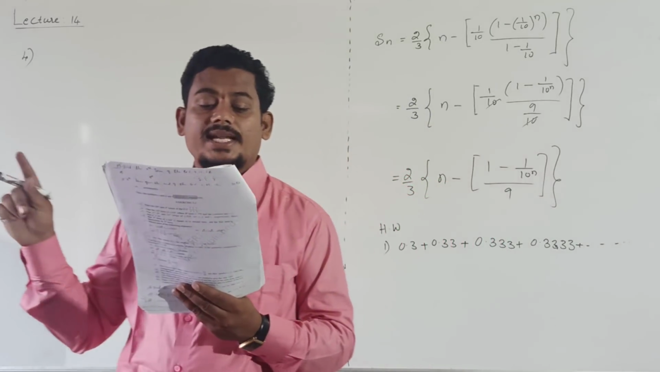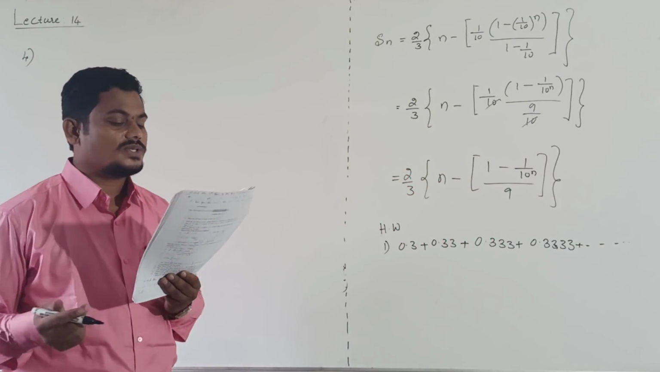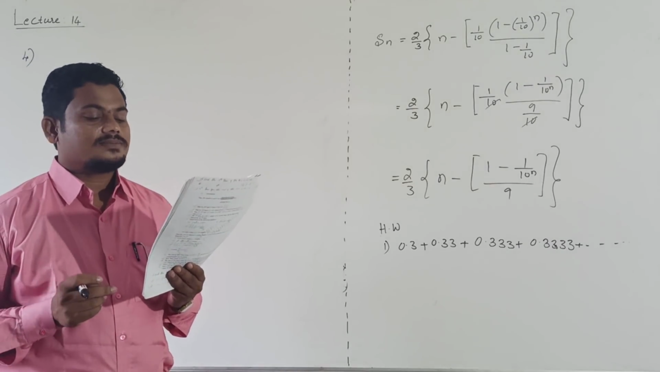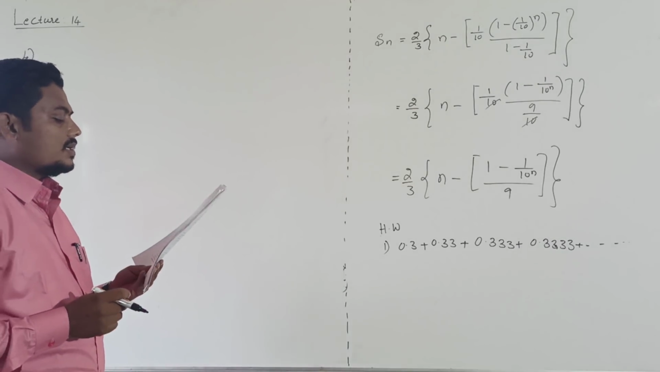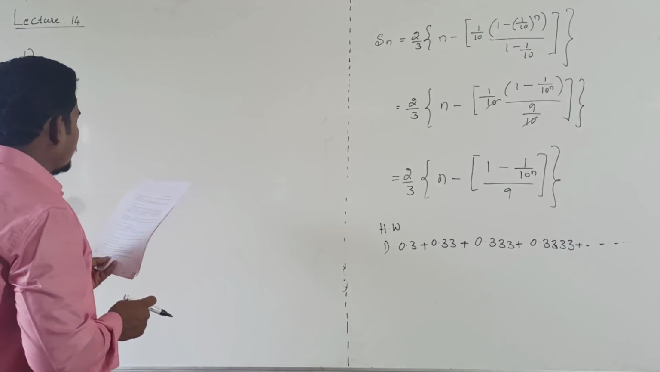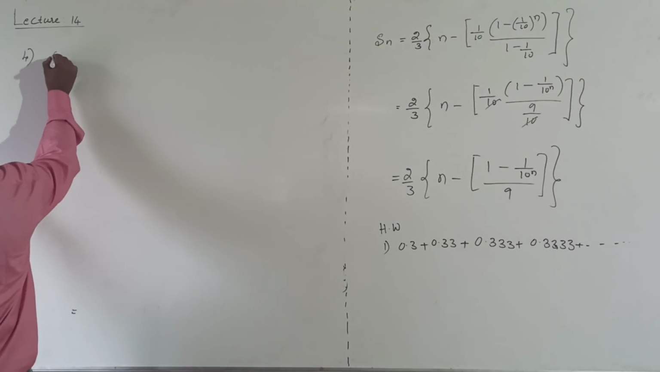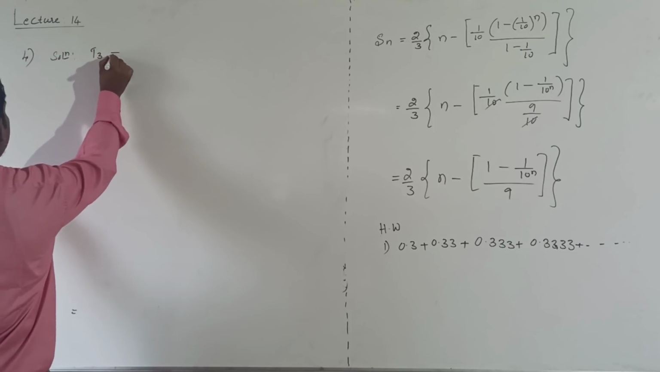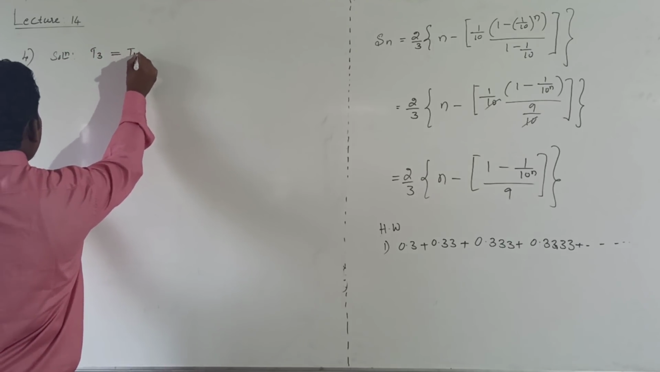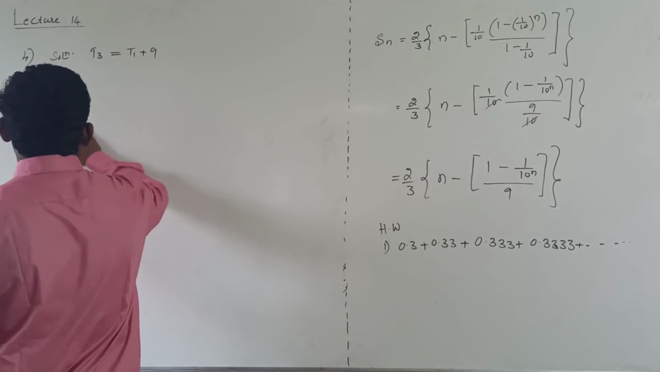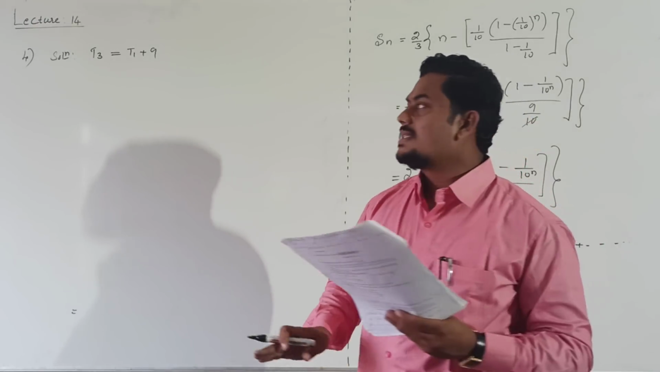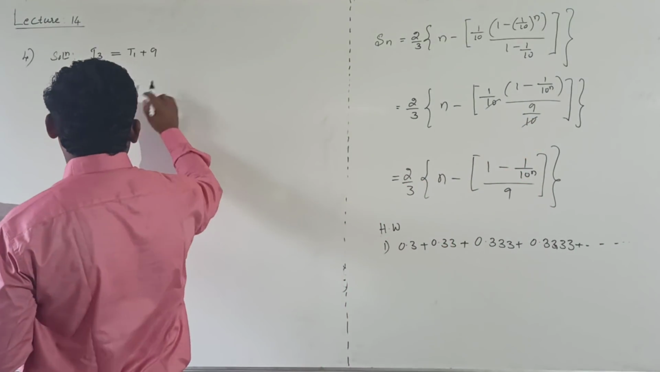In exercise 9.3, 21st question. Find 4 numbers. They have given 2 conditions. The third term is greater than the first term by 9, meaning T3 is equal to T1 plus 9. It is one of the conditions.